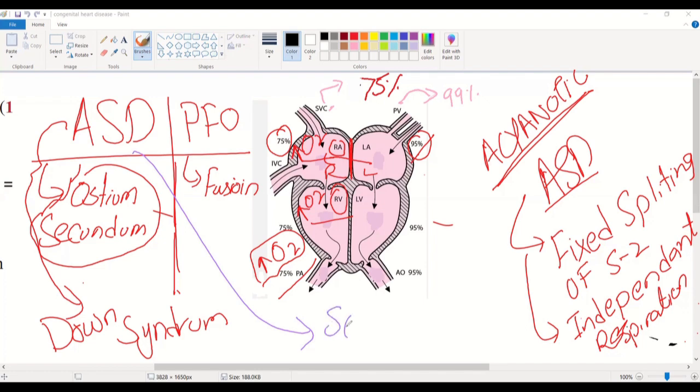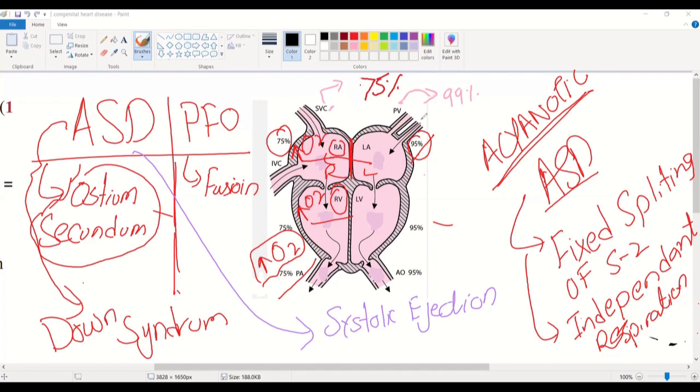Systolic ejection murmur. It's a murmur. So the oxygen saturation changes. Oxygen saturation changes in different chambers and vessels are high yield.